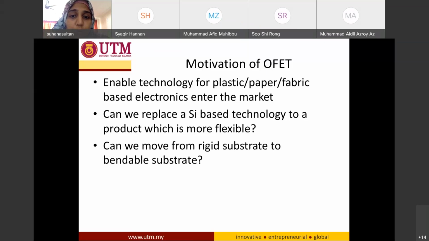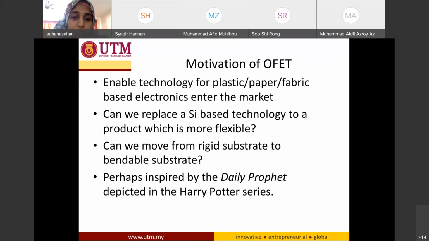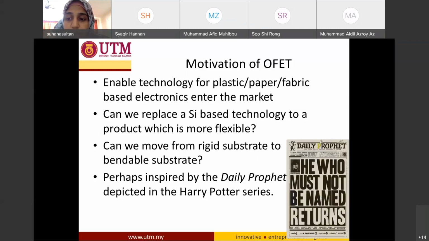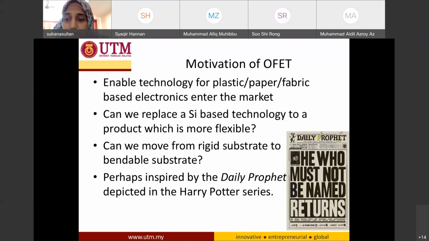And can we move from a rigid substrate like silicon or other inorganic type to a bendable substrate? And perhaps it is inspired by the Daily Prophet depicted in the Harry Potter series. If you are an avid fan of Harry Potter, if you have watched the movies, there's this newspaper which they call Daily Prophet, where the characters become alive when we are reading the newspaper.